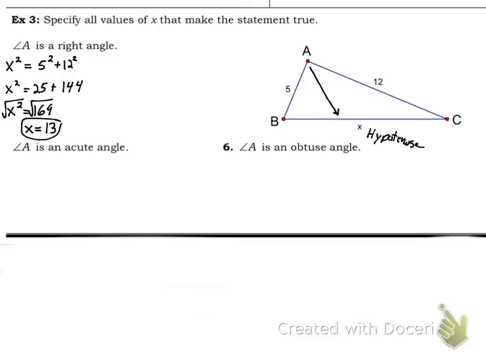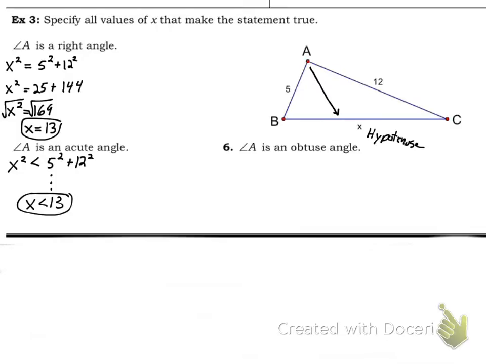Well, in order for it to be acute, when I square my hypotenuse, that has to be less than adding my sides. So this one's going to be when x squared is less than 5 squared plus 12 squared. Well, we already did this work, so I'm not going to repeat all the work. I'm just going to say this is when x is less than 13.